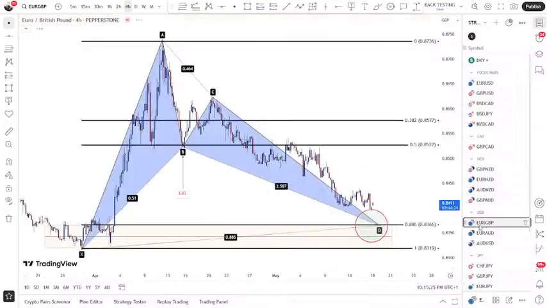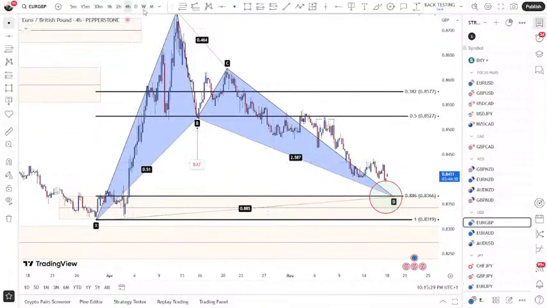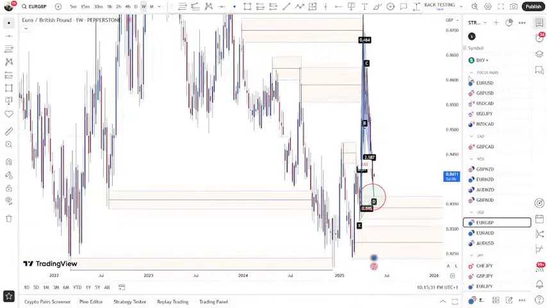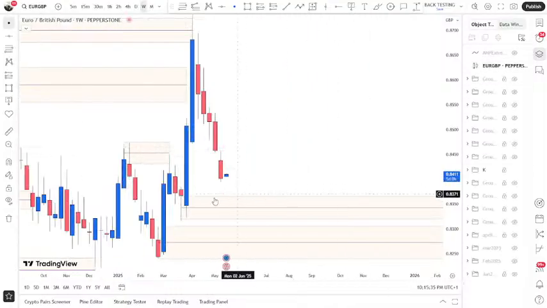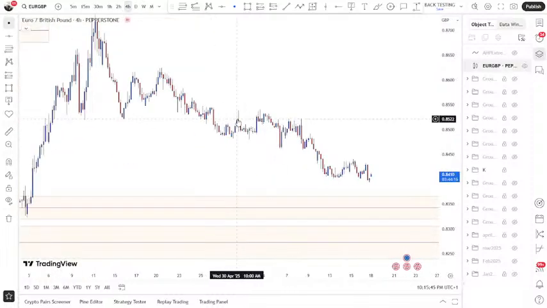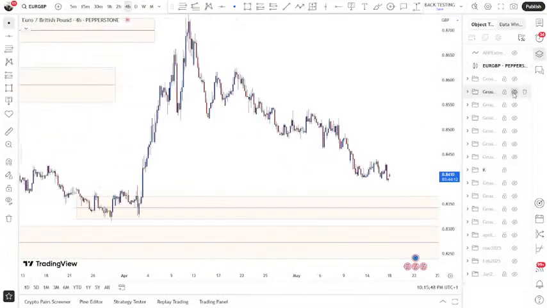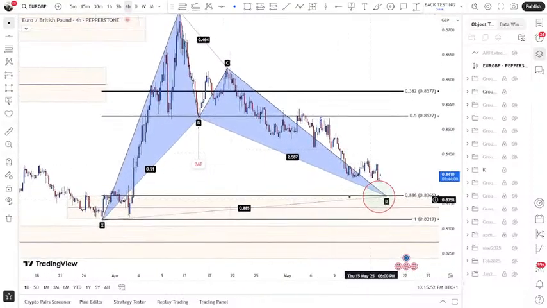Euro GBP, I was expecting price to push down to this weekly key level. If that will happen, very close. I really want price to push to this weekly key level because I already have a bullish harmonic pattern into that key level that aligns with the key level.